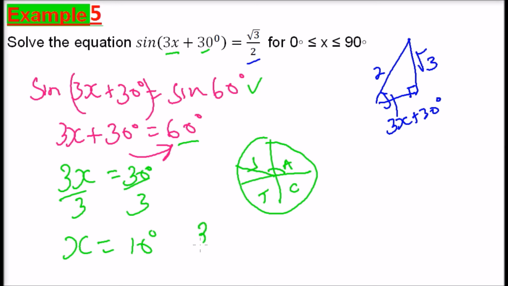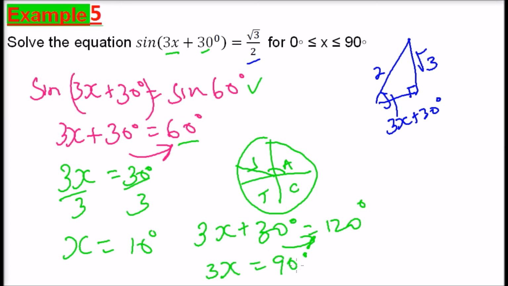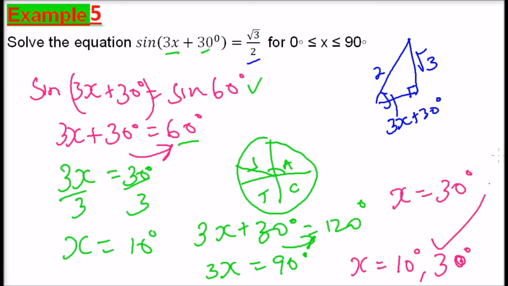Therefore, we can also equate 3x plus 30 is equal to 120, and we take that to the other side, we will get 3x is equal to 90. We divide both sides by 3, and we get x is also equal to 30. So this means that x is equal to 10 degrees, and it also satisfies when x is 30 degrees, and that is how you work out that question.